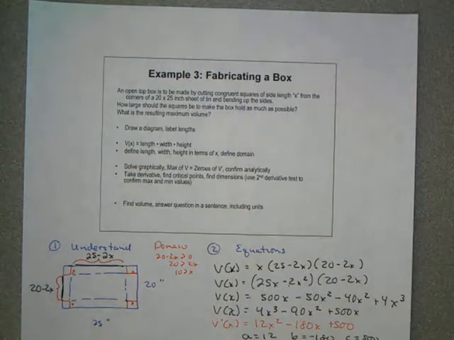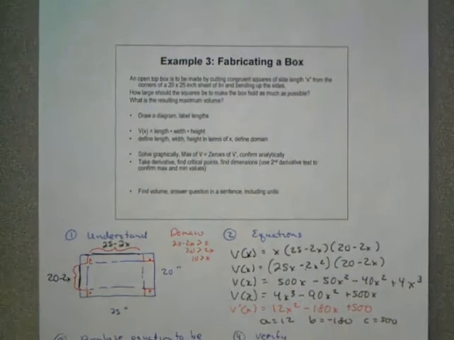Let's say we have an open top box. We're going to make it by cutting congruent squares of side length x from the corners of a 20 by 25 inch sheet of tin, and then we're going to bend up the sides. We want to know how large the square should be for the box to hold as much as possible, and what's the resulting maximum volume.